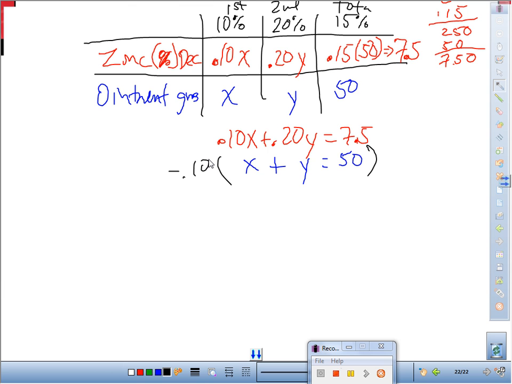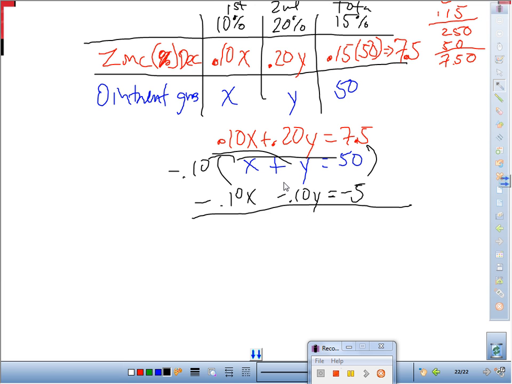So I'm going to distribute here so I can eliminate x. This is negative 0.10x, negative 0.10y equals negative 5. Is that correct? Yeah, right? All right. From there, I can eliminate the x's, this one and this one. We're left with 0.10y equals 2.5.